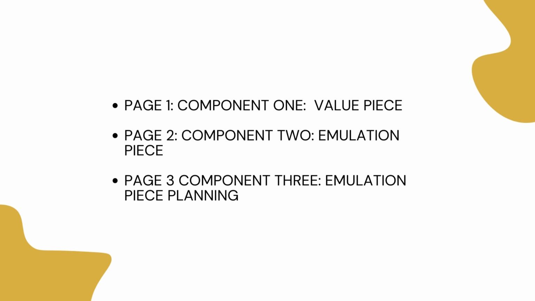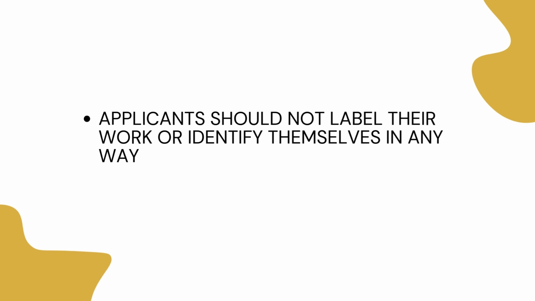The 3 files you need to upload to the Google form are component number 1, value piece, component number 2, emulation piece, and component number 3, emulation piece planning. Applicants should not label their work or identify themselves in any way.